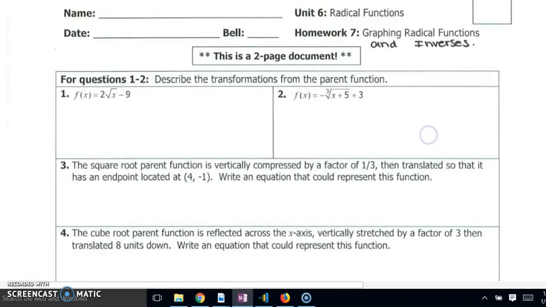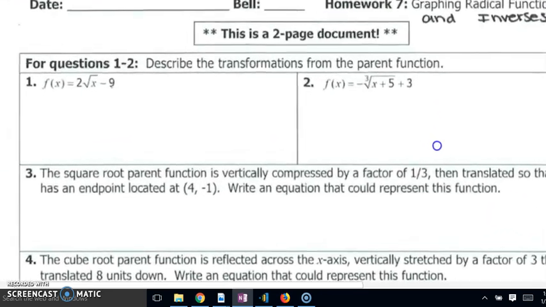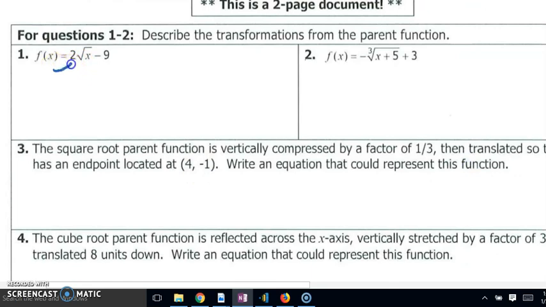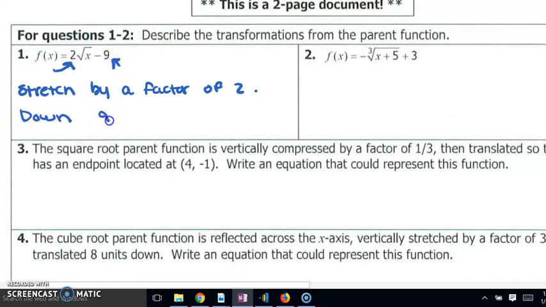Now, this is the worksheet that we did in class, so if you need help, I'm going to go over a few of them now. It says describe the transformation. I told you that there would be one on our test like this. So for example number 1, the 2 shows a stretch by a factor of 2. And the negative 9 on the outside of the radical shows that you're shifting down 9 units.